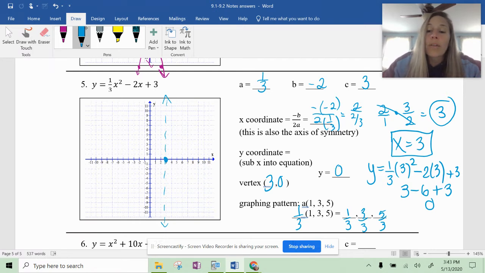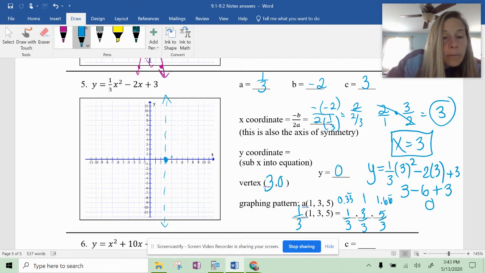So 1/3 is 0.33, 3/3 is just 1, and 5/3 is 1.6667, whatever. So we're going to go up 1/3 of a box, so up 1/3 and over 1. I'm going to estimate where that is. Then from that point, I'm going to go up 1 box and over 1.